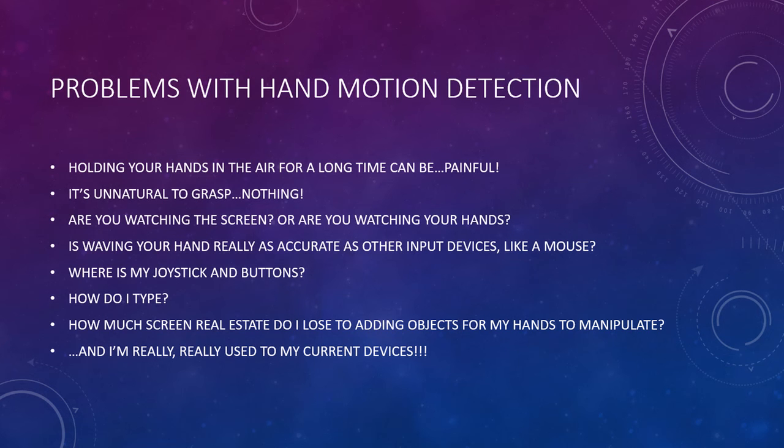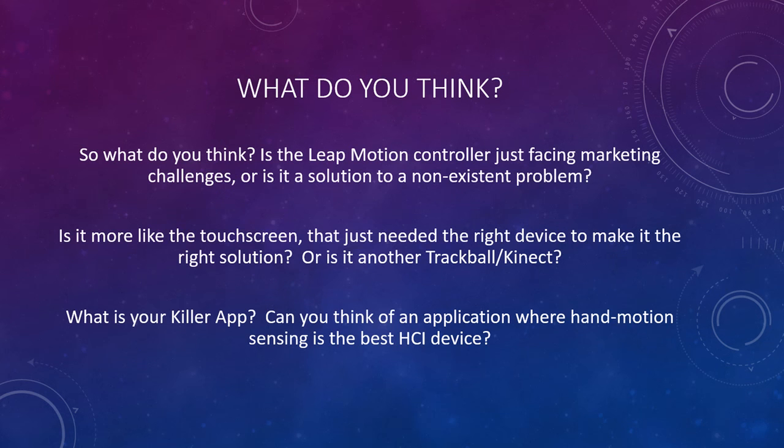And how much screen real estate am I going to lose by adding those things like keyboard pop-ups and objects that my hands have to touch? The objects are going to have to be pretty big because, again, my hands aren't going to be real accurate like a mouse. Besides, I'm just really, really used to using a mouse.